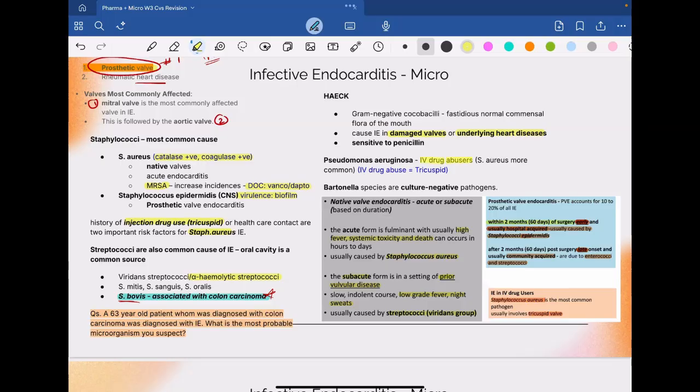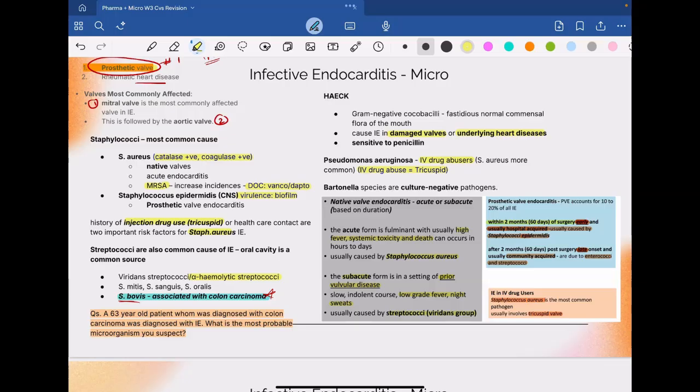We mentioned Staph aureus, but for Staph aureus, it's more common. So think of IV drug abuse, tricuspid, most common is Staph aureus. But if, let's say, it doesn't come along with Staph aureus, like the bacteria is not catalase positive or coagulase positive, you're going to think of Pseudomonas aeruginosa. And again involving the tricuspid, as we mentioned.